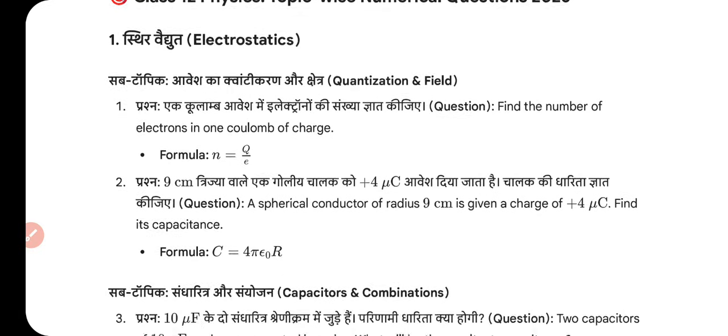What is the next question? A spherical conductor of radius 9 centimeter is given a charge of plus 4 microcoulomb. Find the capacitance. Only the unit or the value changes, and the calculation process is the same. This is very important for the exam paper.